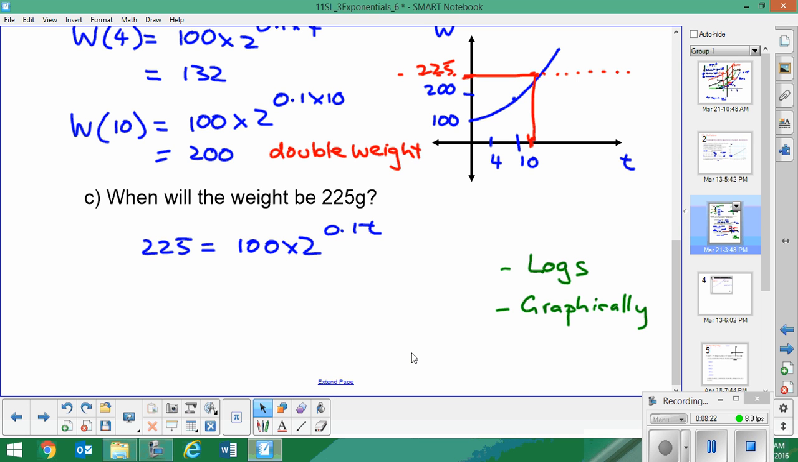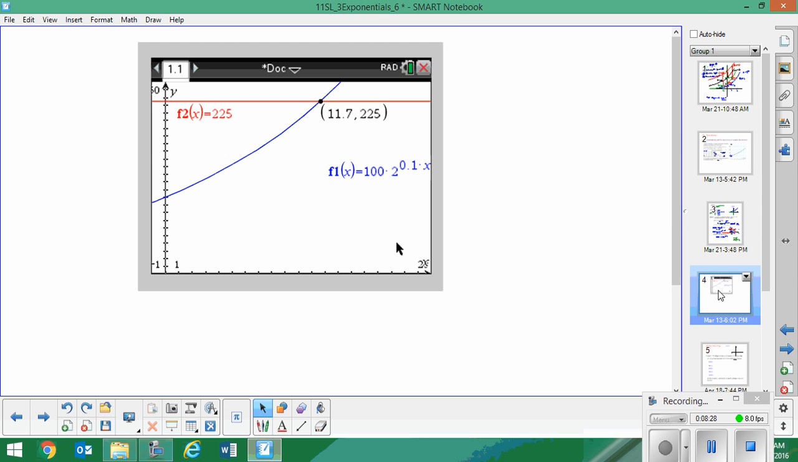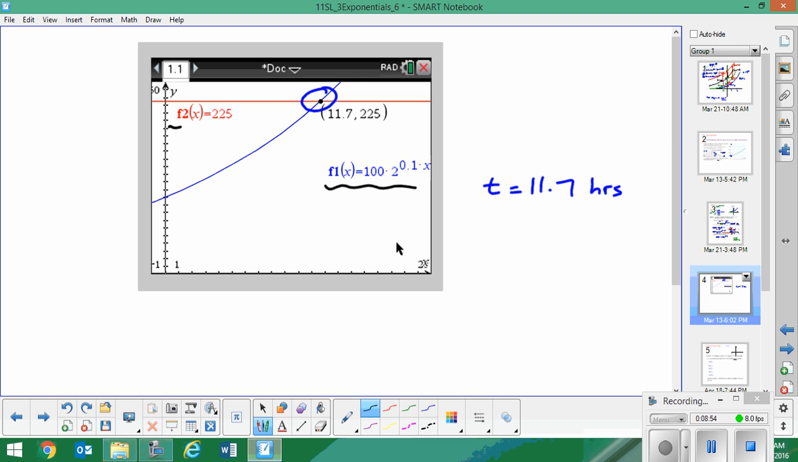So I've done that on your software with the Inspire, and we come up with that graph. So the point of intersection here is telling us at what time we end up with that population. So at time equal 11.7 hours is our answer. So you need to be able to put in your first function as given in the equation. The second function is the weight we're looking for, and get your point of intersection.